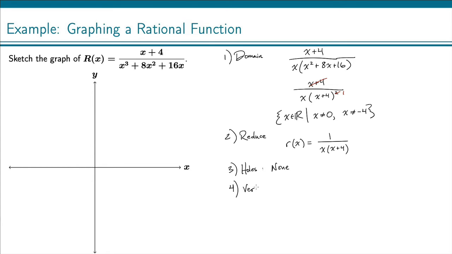Next, we want vertical asymptotes. And vertical asymptotes are simply the zeros of the denominator of the reduced form. So we have vertical asymptotes. We have x equals 0 because of this x, and x equals negative 4.